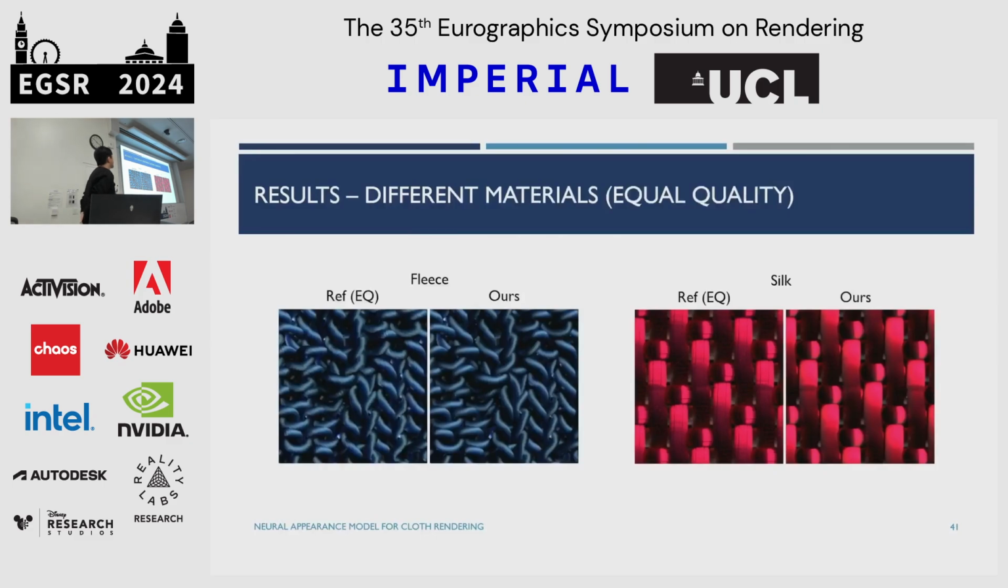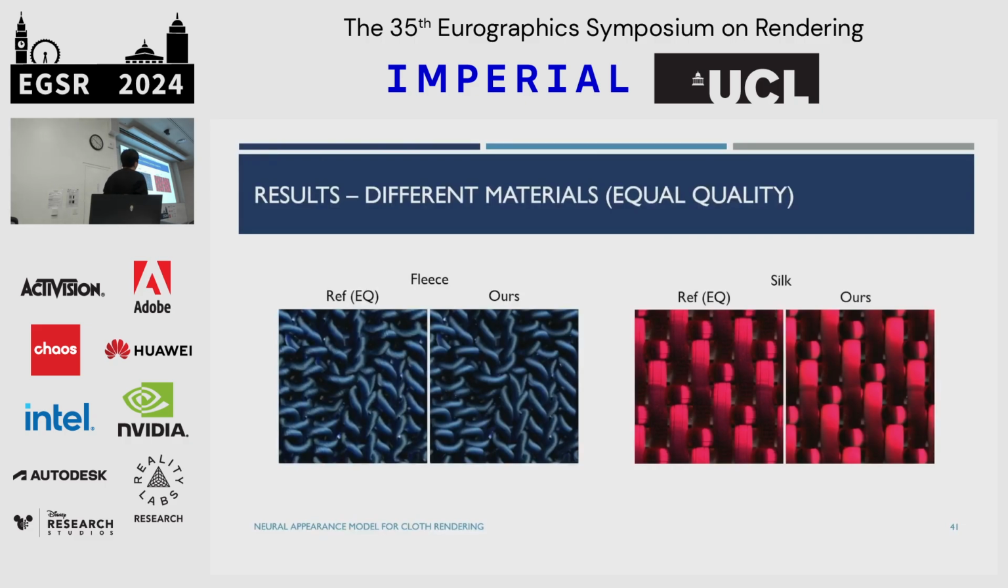Here are the results for different materials. There are more materials in the paper, but here are fleece and silk-like materials. As you can see, ours is able to recreate the reference quality quite similarly, as well as for the silk. We are able to recreate the shadows, the highlights, and so on. The reference is actually based on the fiber-based distribution. As you can see, there are small fiber highlights.